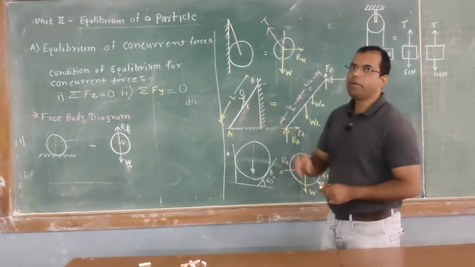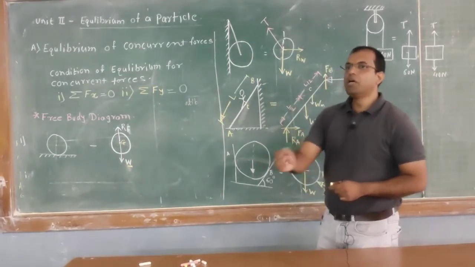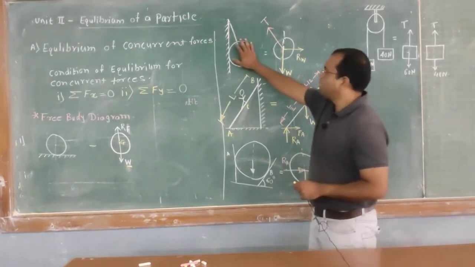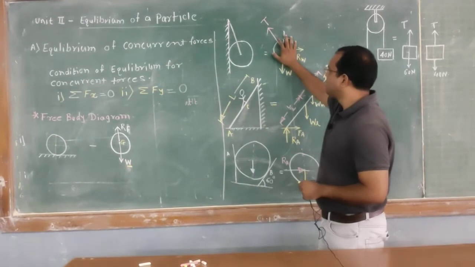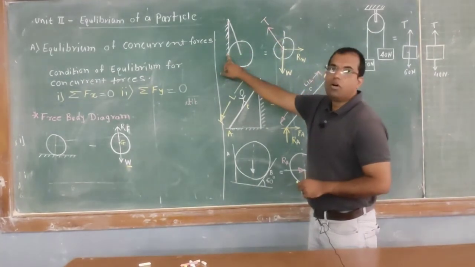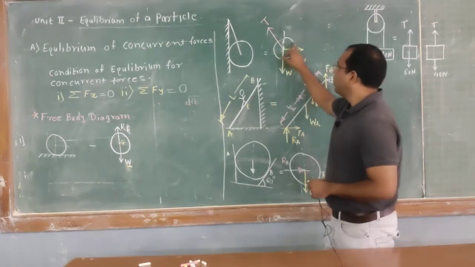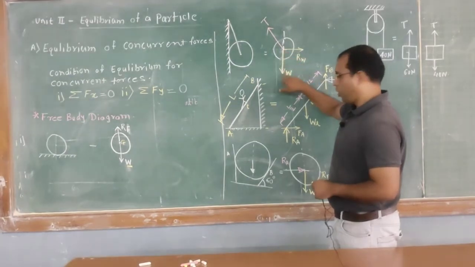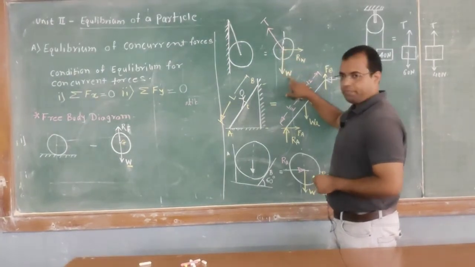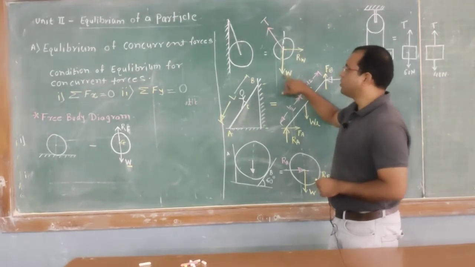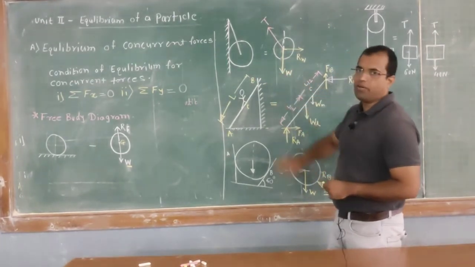What is a free body diagram? An isolated view of the body which shows all active and reactive forces. Now we have to isolate this body. I have isolated this body from its surrounding. What are the surroundings? The string and the wall. So this is the sphere. The active force is the force acted by the body on the surrounding, the weight. This is the only one active force which is offered by this body on the surrounding.